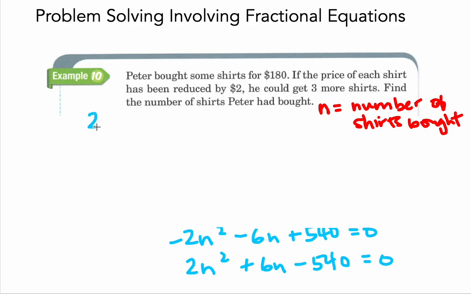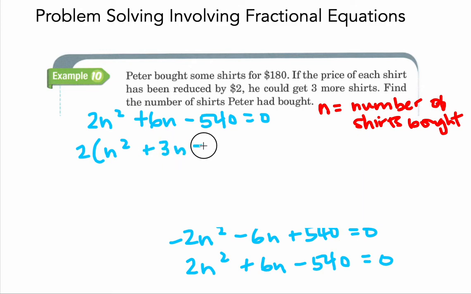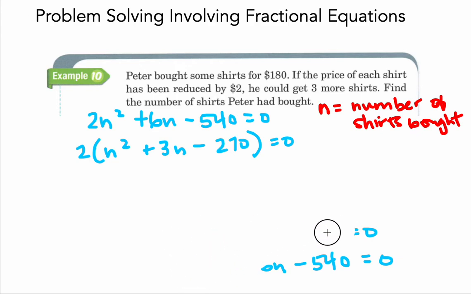And it looks like I can actually take out a GCF, a common factor, of 2. They're all evens. So if I take out 2, it becomes 2 times n squared plus 3n minus 270, equals 0. Okay, and then I can start factoring. I'm looking for two factors that multiply to get to 270, and let's see, subtract to get to a positive 3.